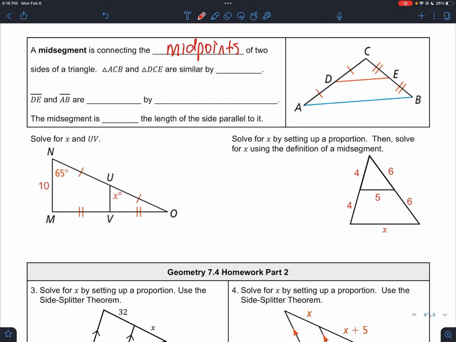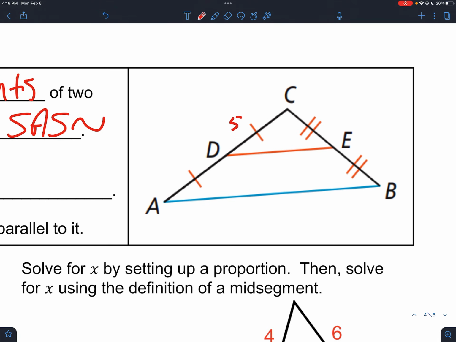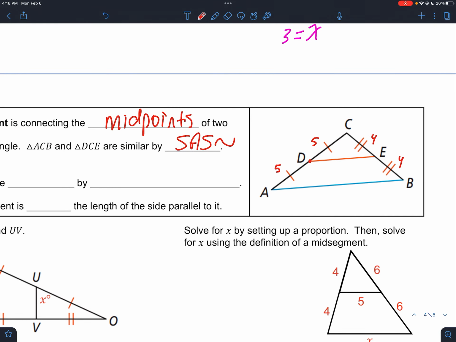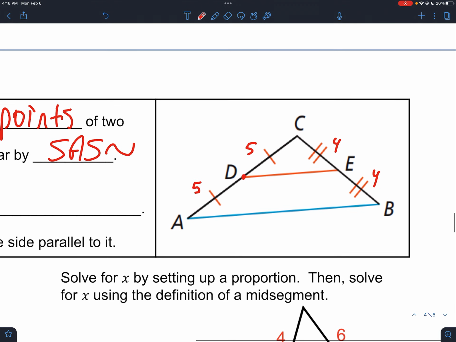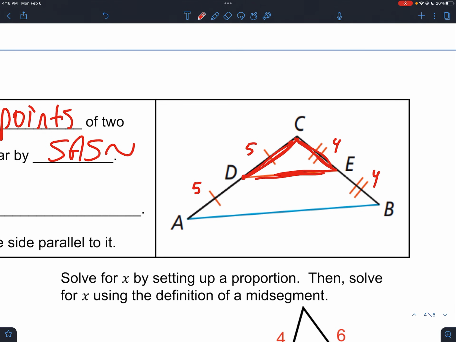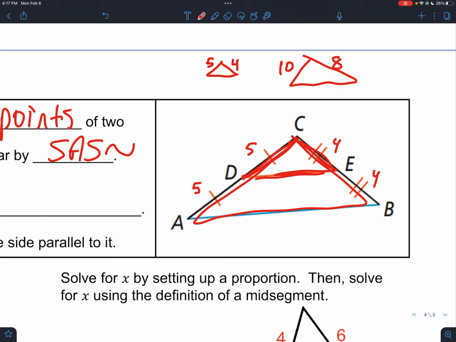Of two sides of a triangle. And the resulting triangle is actually going to be similar by SAS similarity. How? Well, again, imagine if this was like 5 and this was 4. If D is a midpoint, this is 5 and this is 4. So if we're talking about the big triangle and the little one, this one here has sides of 4 and 5, whereas the big one has sides of 10 and 8, right?